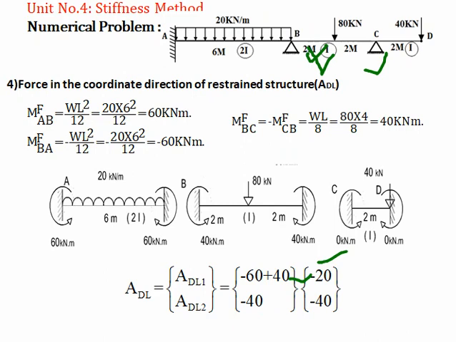Then we calculated the fixed moments, and these are nothing but the forces in the coordinate direction of a restrained structure, which we call ADL1 and ADL2. So at the location of theta b, two fixed moments are acting, minus 60 plus 40, and at the location of theta c, which is our second unknown, minus 40 kilonewton meter fixed moment is acting. So we calculated that.